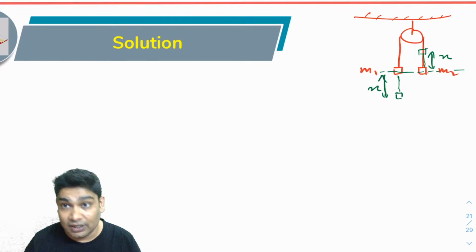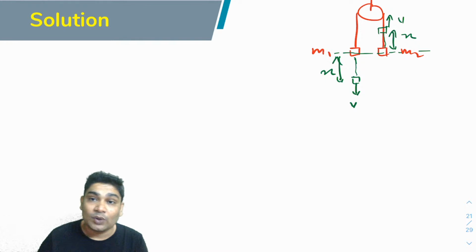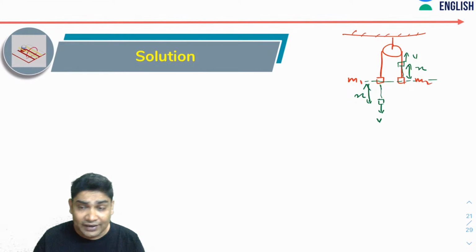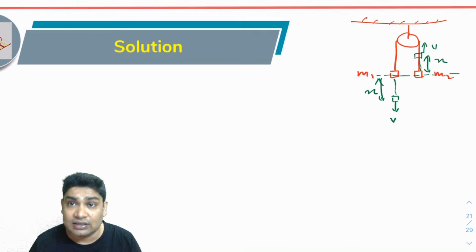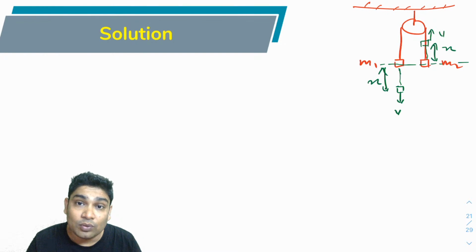Agreed? Similarly, if at this instant this one is moving down with some speed v, this one would be moving up with speed v. Okay. Now you will realize in this system, if I talk about the two masses m1 and m2, what is the external force acting on them?